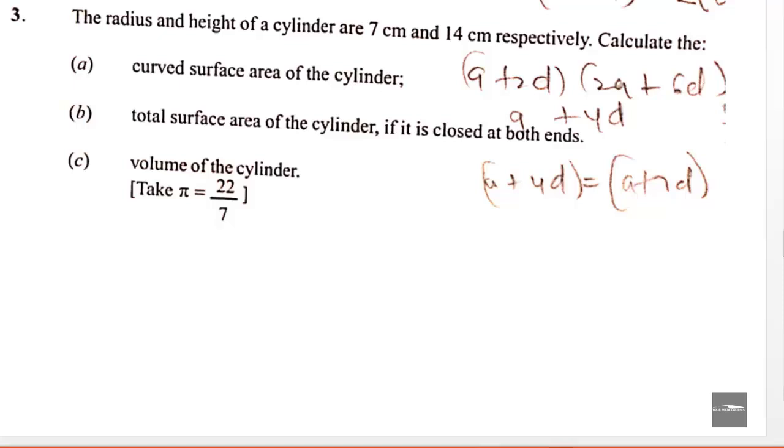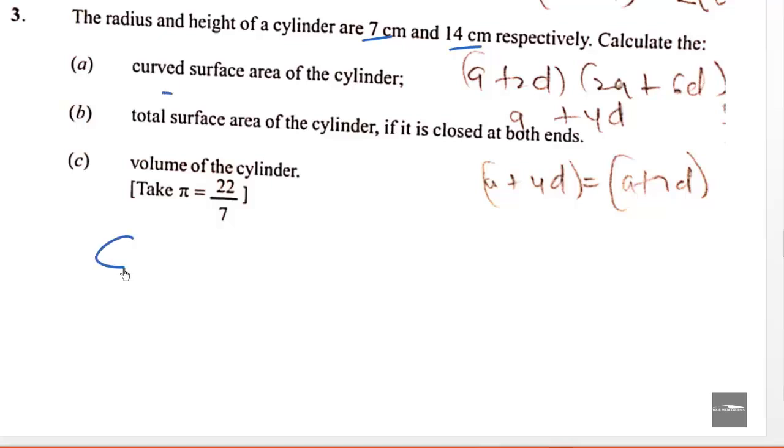Question number 3 is on mensuration. The radius and height of a cylinder are 7 centimeters and 14 centimeters respectively. Calculate the curved surface area of the cylinder, the total surface area of the cylinder if it is closed at both ends, and the volume of the cylinder.